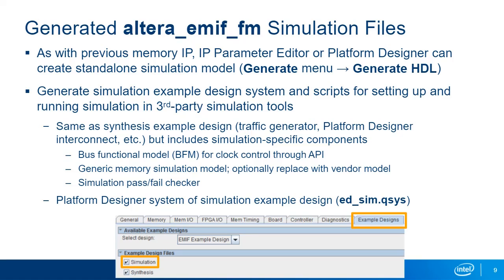If you'd like, you can replace the generic memory model with a model obtained from a memory vendor. Memory vendor simulation models can provide additional information that can help debug the controller parameterization if necessary. Be sure to follow the vendor's instructions for configuring and using the model. Note that if you regenerate the example design, the generic model will again be used. Also note that the EMIF IP does not work with the option to generate a test bench system from the IP parameter editor or Platform Designer Generate menu. Create the simulation example design instead.